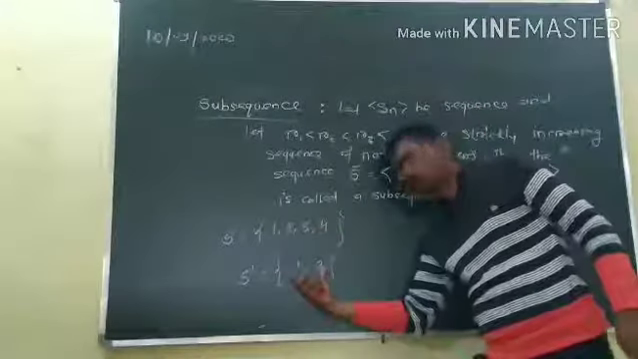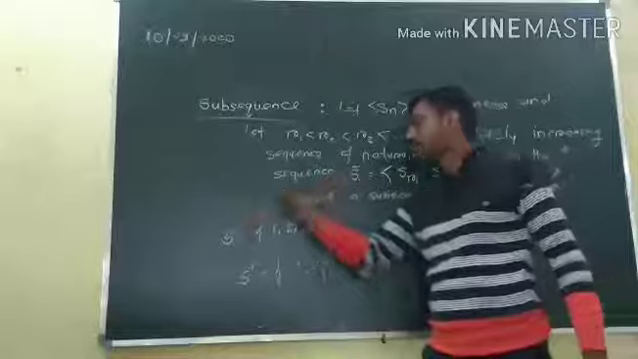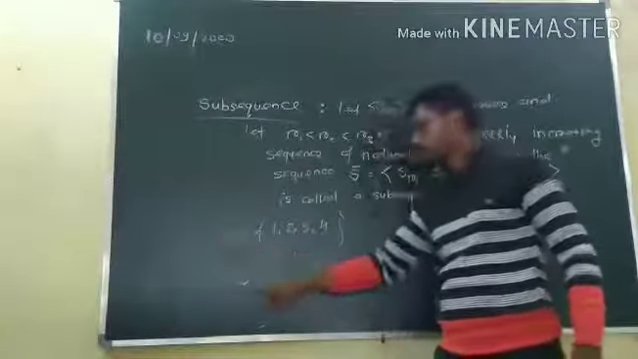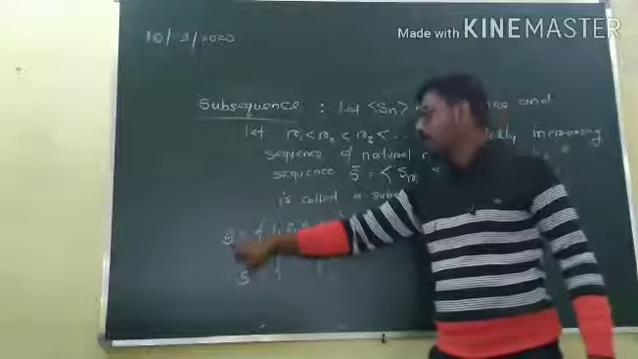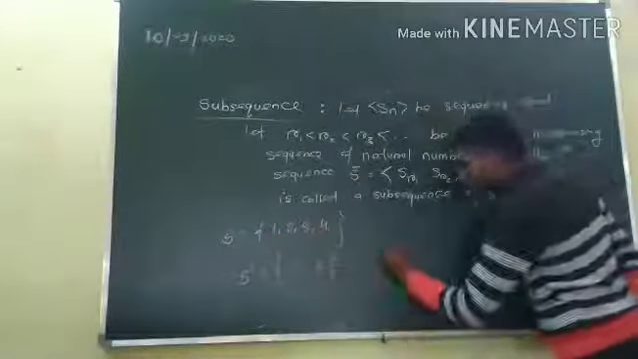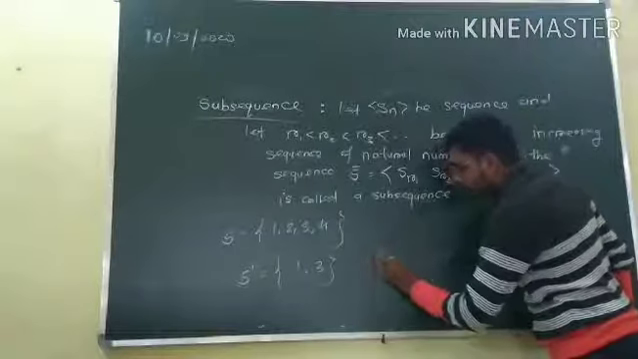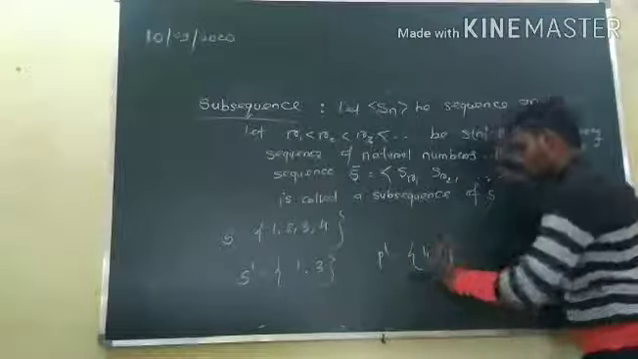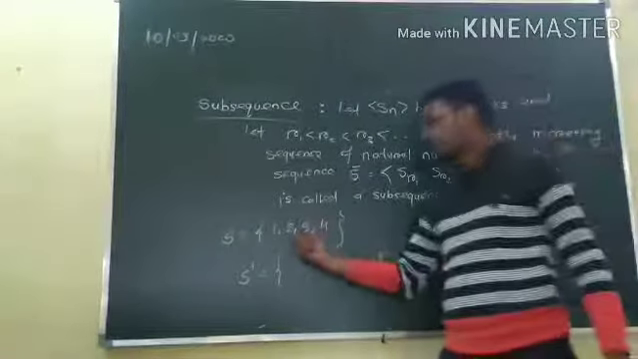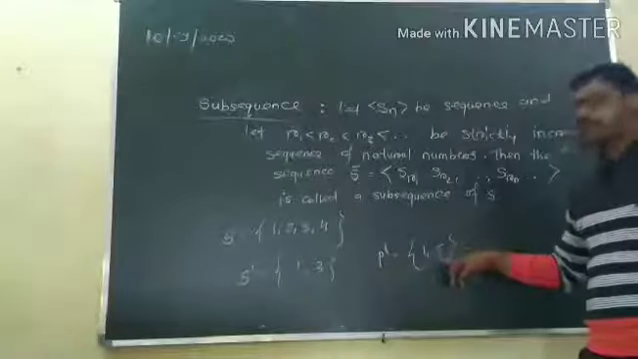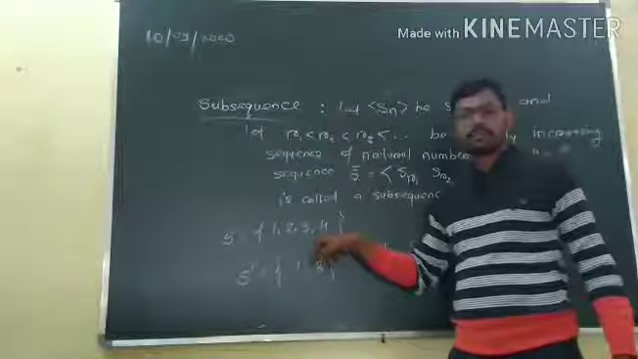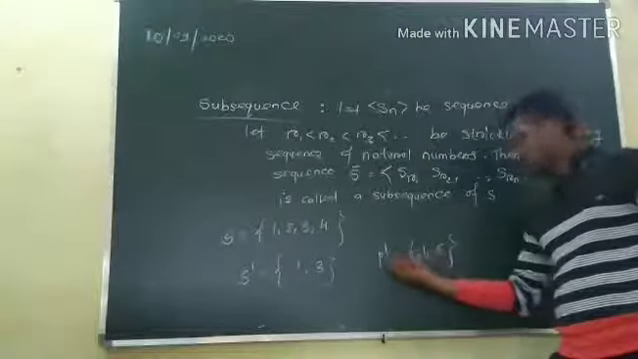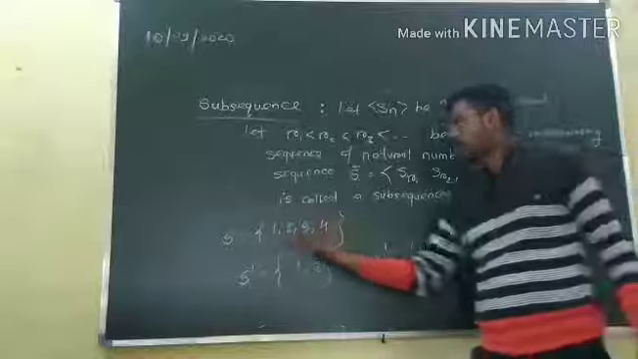This is also one set S', but this is contained in another superset S. So this becomes a subset of S. So here S' is the subset of S. Now if you write P', and suppose we have written 1 and 5, then this is not a subset of S. Why? Because the element 5 does not belong to set S. For P' to be a subset, all the elements of this subset must be from the set S.